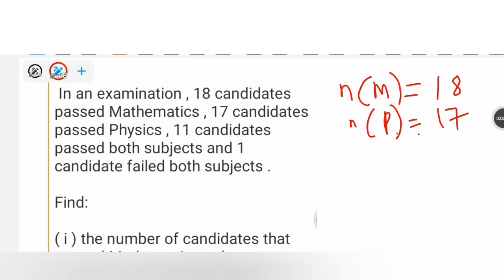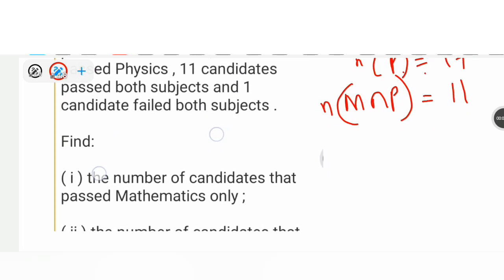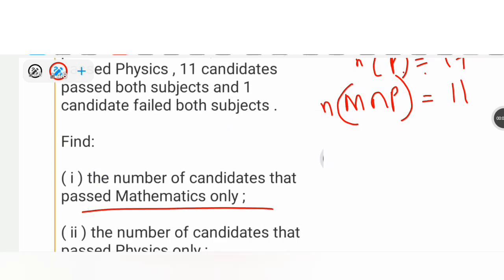So since you have both there, you're going to write M intersection P. That's what they have in common. So the number of candidates there is 11. Okay, and one candidate failed. That means this candidate is not involved at all. Then you are told to find the number of candidates that passed mathematics only.